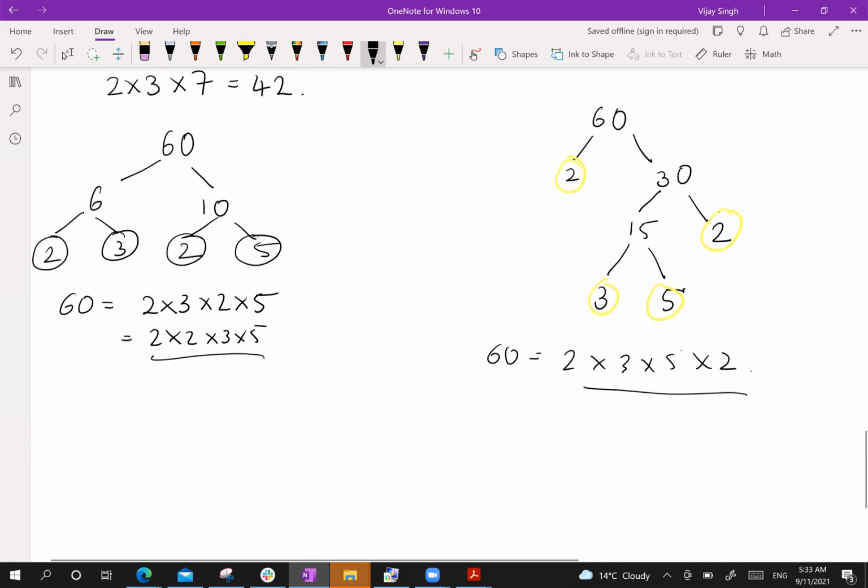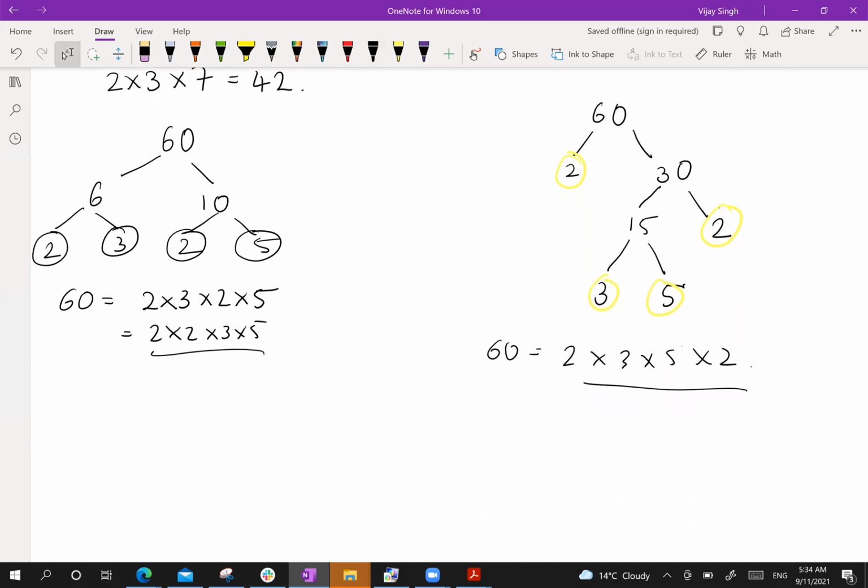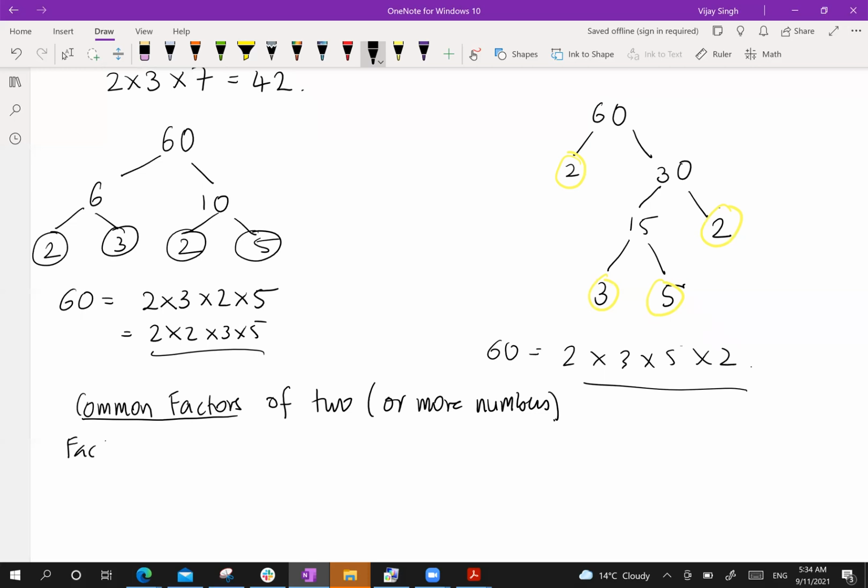Now, our other interest lies in the following. We are interested in so-called common factors, the common factors of 2 or more numbers. Let's take an example. So what are the factors of 42 and what are the factors of 60? So let's write it down. What are the factors of 42?